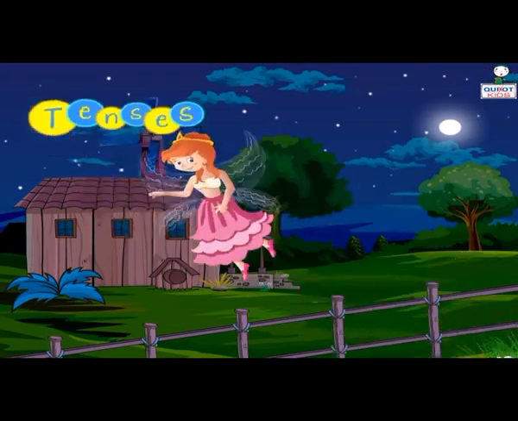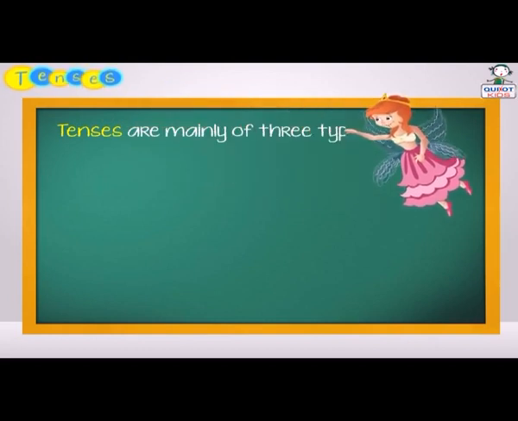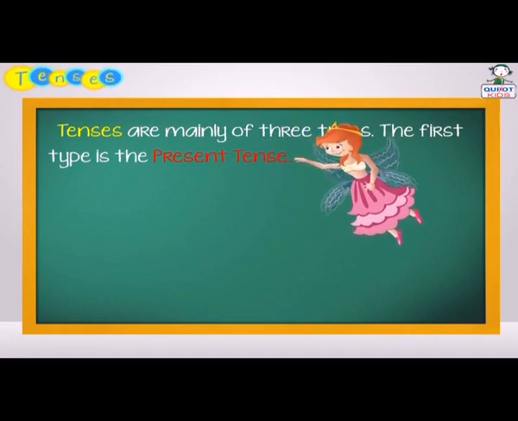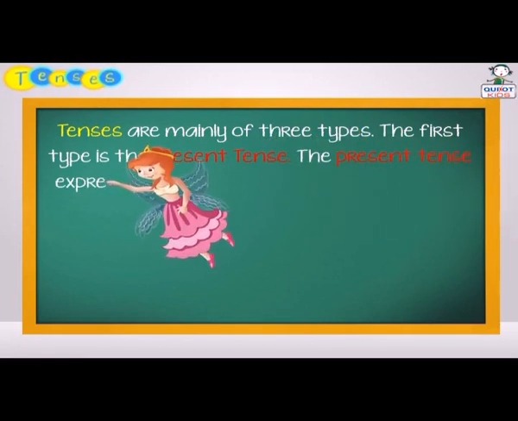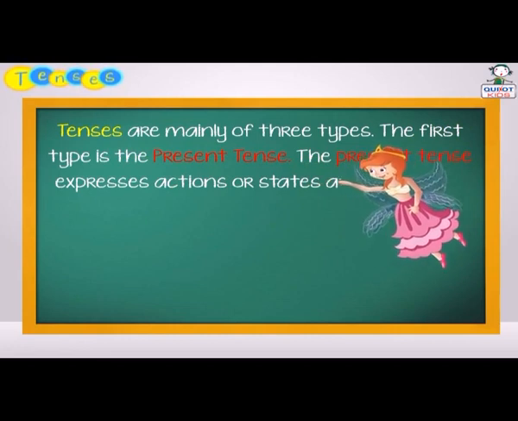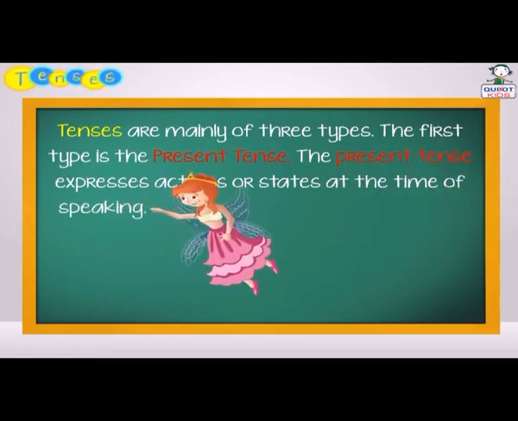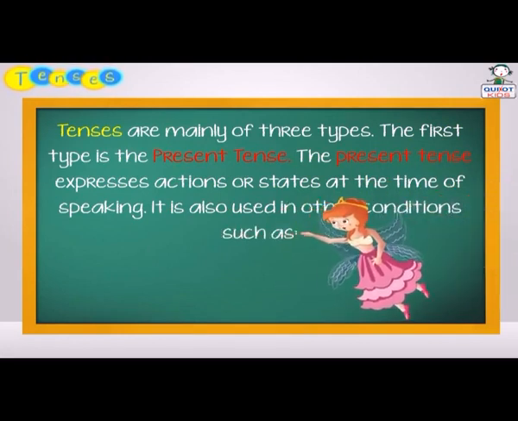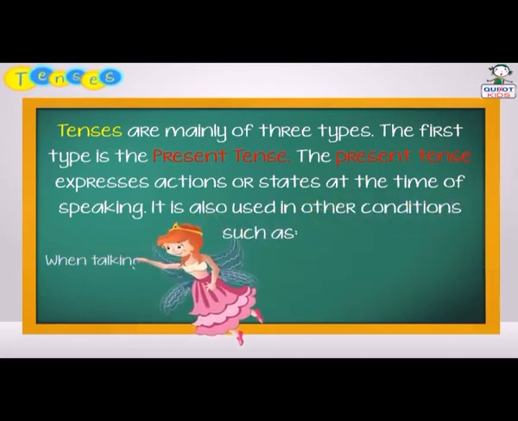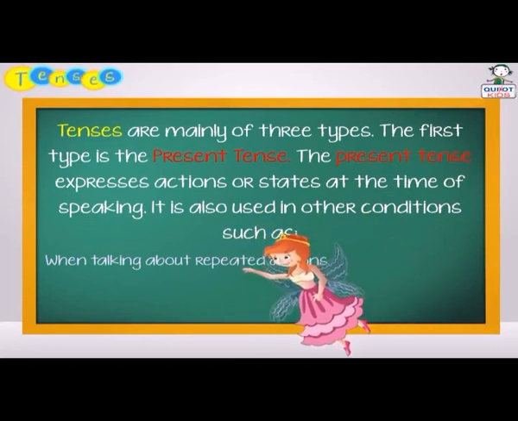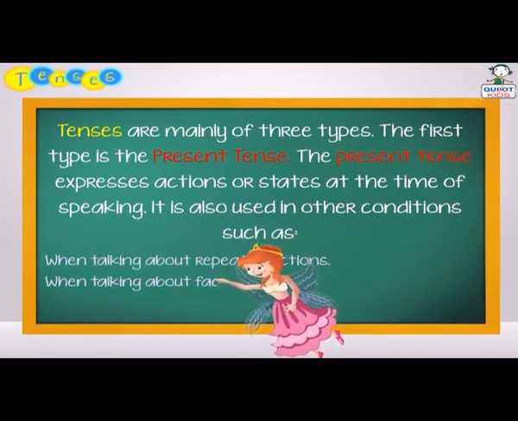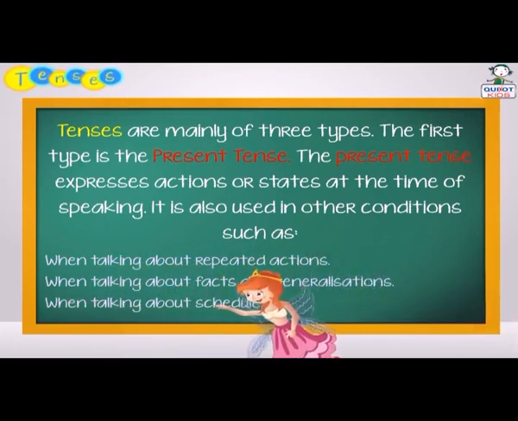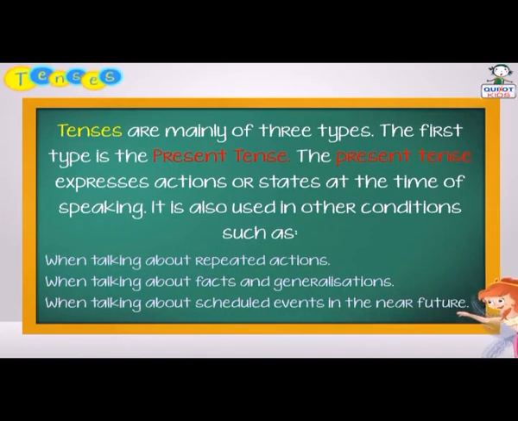Welcome friends. Tenses are mainly of three types. The first type is the present tense. The present tense expresses actions or states at the time of speaking. It is also used in other conditions such as when talking about repeated actions, when talking about facts and generalizations, when talking about scheduled events in the near future.